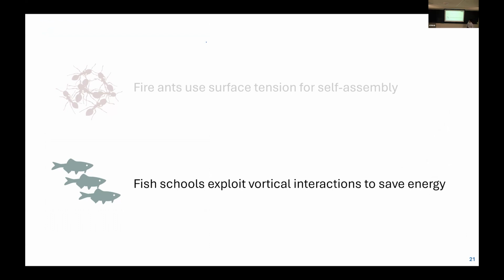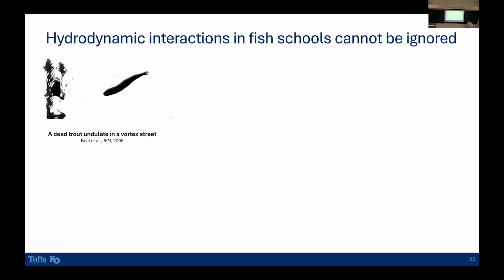The second part is about fish schools and how they may be utilizing some mechanical intelligence in their self-assembly. This curiosity started with a very fascinating video of a dead trout undulating in a vortex sheet. In this video, water comes from the left. This is the top view. There are D-shaped cylinders creating vortices that are hitting the dead trout left and right. And you see that in this experiment, the dead trout is able to undulate passively, just according to the vortices hitting it, and even locomote upstream.